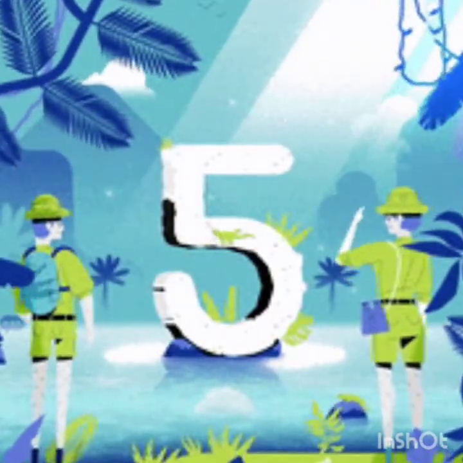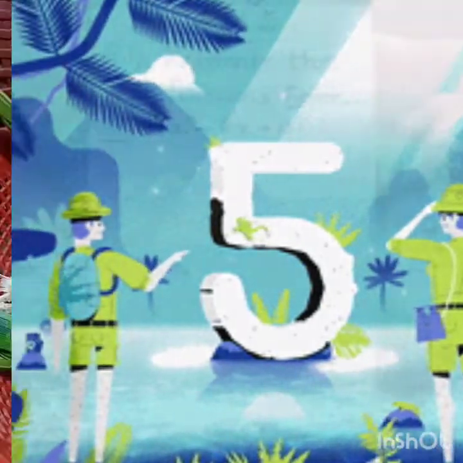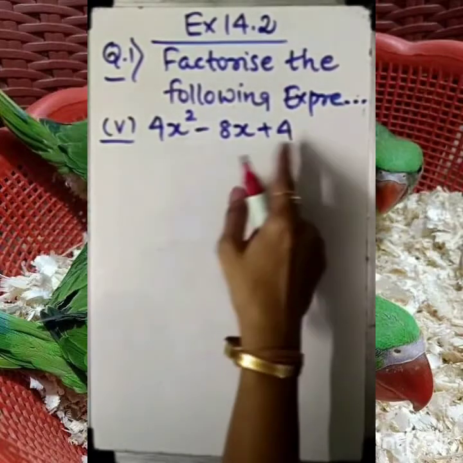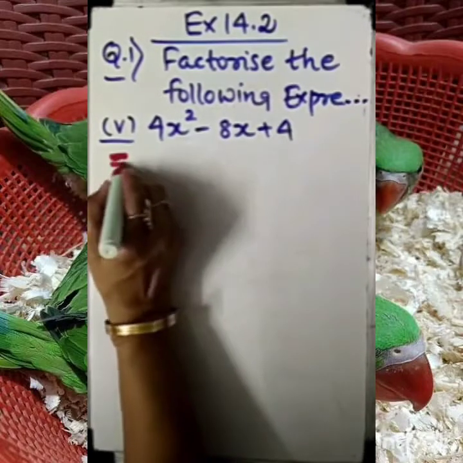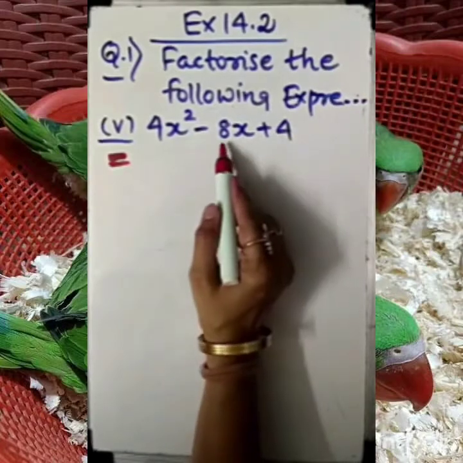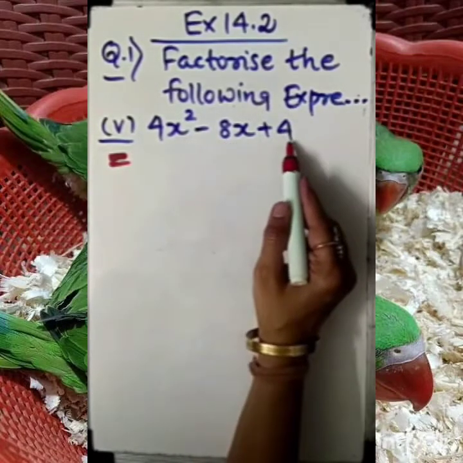Now fifth is on your screen, dear student. 4x square minus 8x plus 4. In that also, the first term is a perfect square, the last term is also a perfect square. But dear student, we can observe that out of these three terms, something should be common, we can take it out first. 4 is present here, 4 1s are 4, 4 2s are 8, 4 1s are 4.